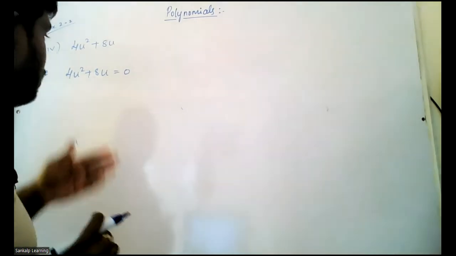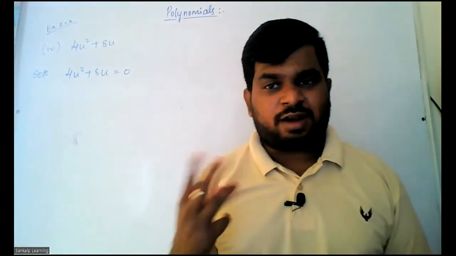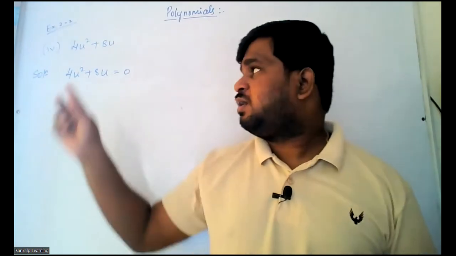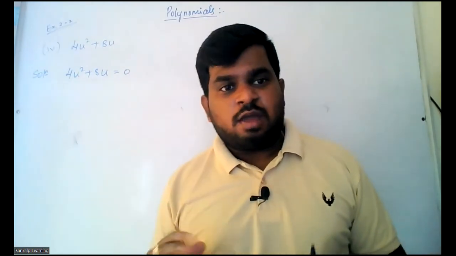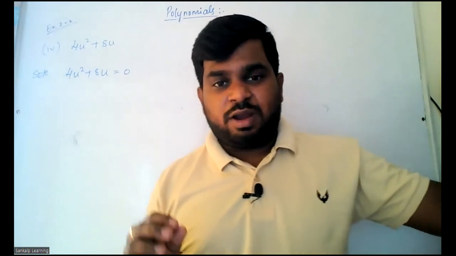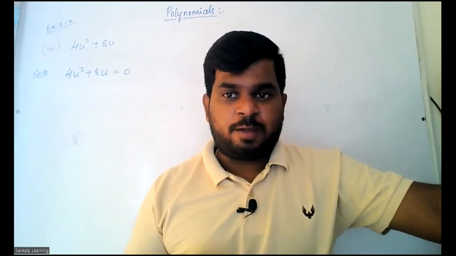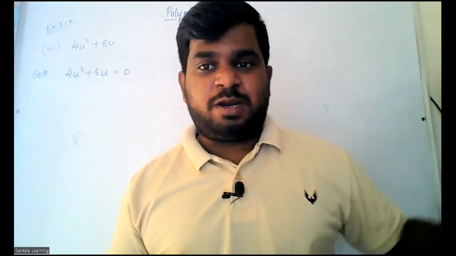Remember, we don't solve this by splitting the middle term. Splitting the middle term is for trinomial, 3 terms. But here you got only 2 terms. Whenever you got 2 terms, directly you can take common. So in general, when you have got even number of terms, you can directly take common. That is what we do actually in splitting the middle term.